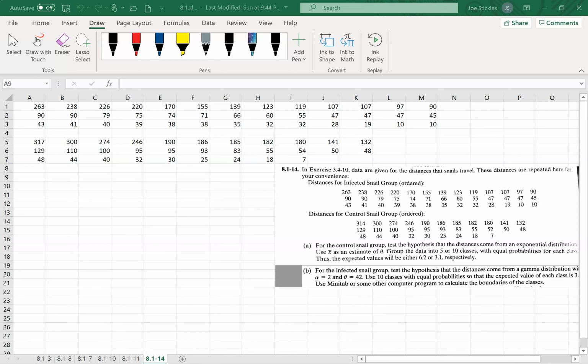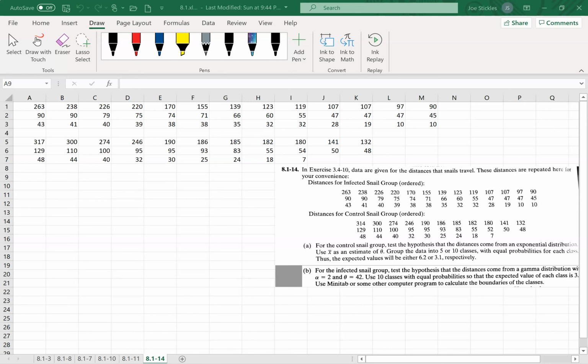Let's look at problem 8.1-14 of your text, which gives you data on how far snails travel depending on whether they're infected or not. It's a weird data set, but we'll go with it.